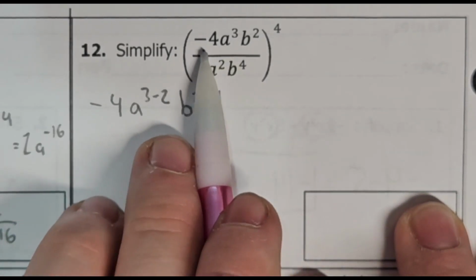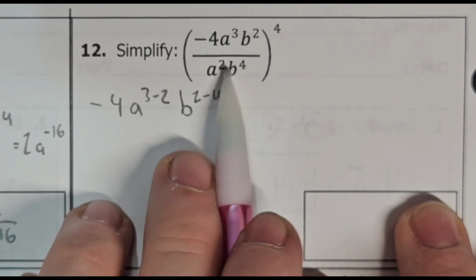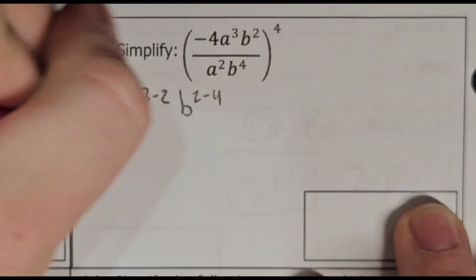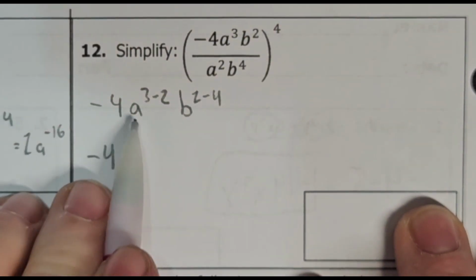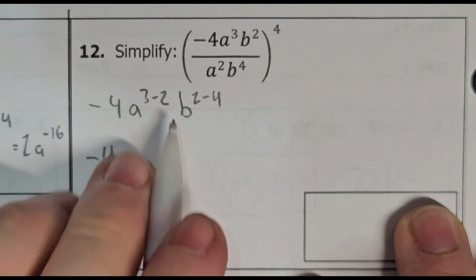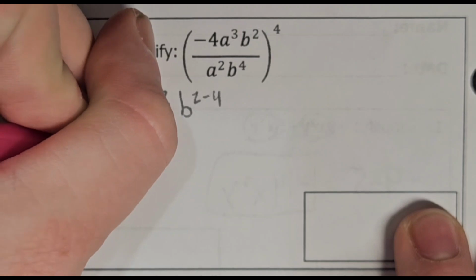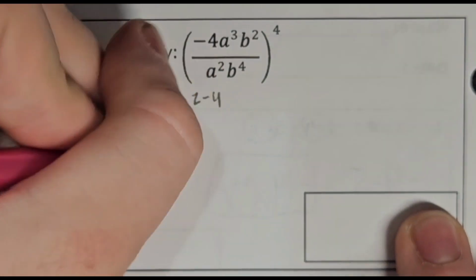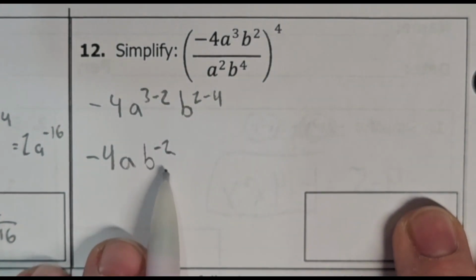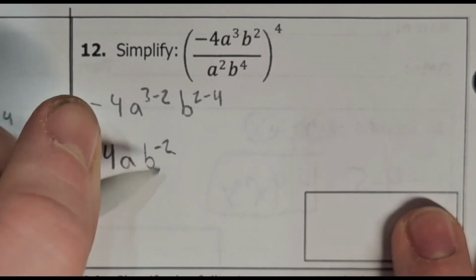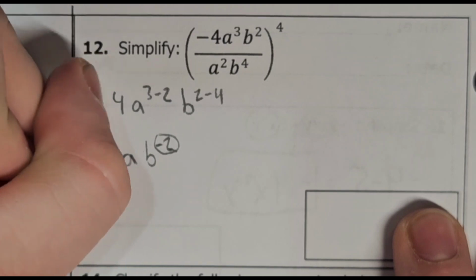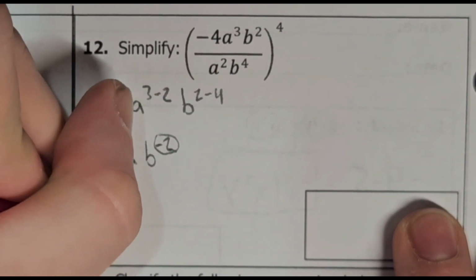So we have a negative 4, and then a to the power of 3 minus 2, and b to the power of 2 minus 4. So this gives me negative 4. A to the power of 3 minus 2 would be just a to the power of 1. And b to the power of 2 minus 4 would give me b to the power of negative 2. Now remember that when you have a negative exponent, this needs to go to the bottom part of the fraction. And so we should have negative 4a over b squared.